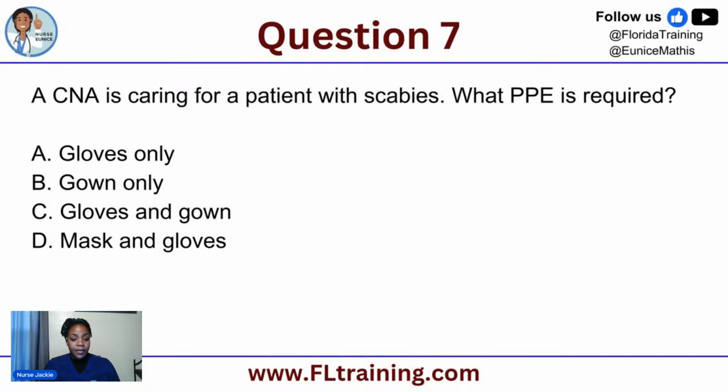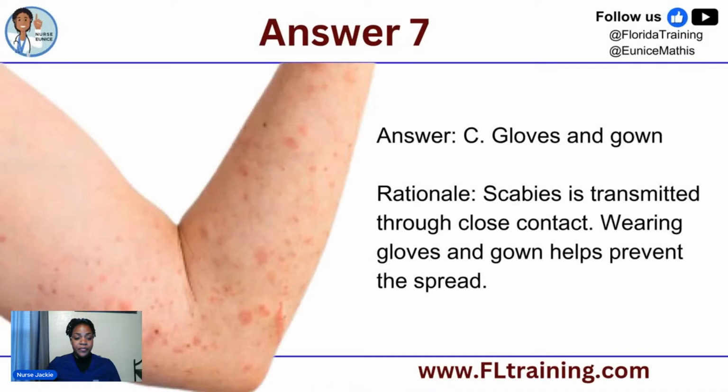So we're learning about these diseases today. All right, here we go in 3, 2, and 1. The correct answer is C, gloves and gown. So scabies is transmitted through close contact. Wearing gown and gloves helps prevent the spread.